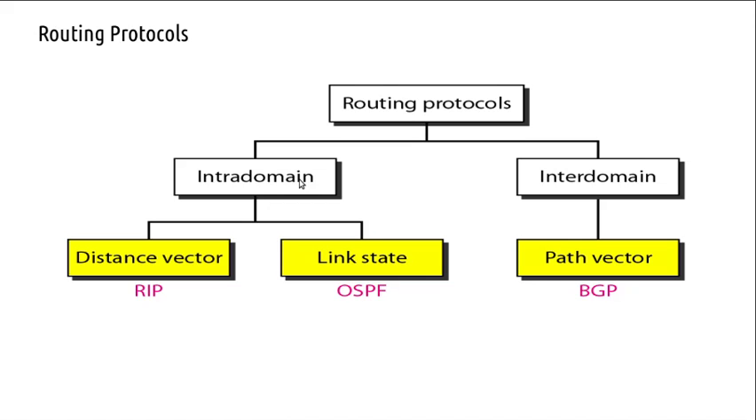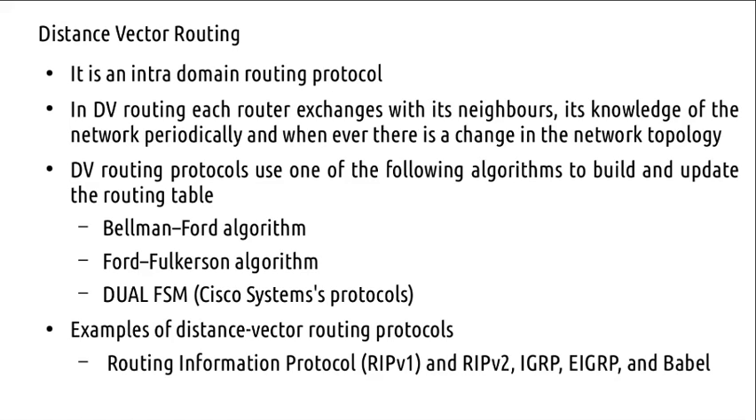So we'll first take up intra-domain routing protocols, and we'll see distance vector and link state. Then we go to path vector. That will be the approach. Border Gateway is taken up at the end. So okay, this will be continuing in the subsequent sessions also. So distance vector routing. It's an intra-domain routing protocol, and basically it is more or less like a gossip, how this routing works.